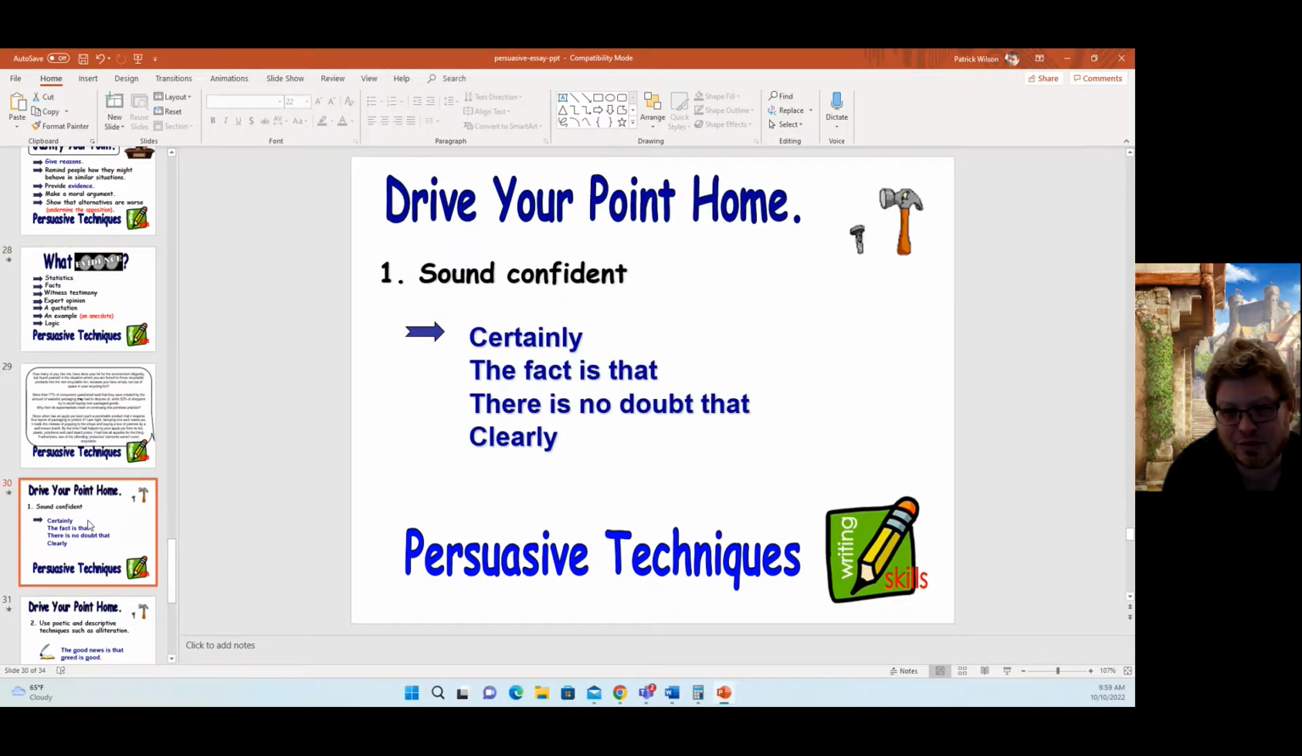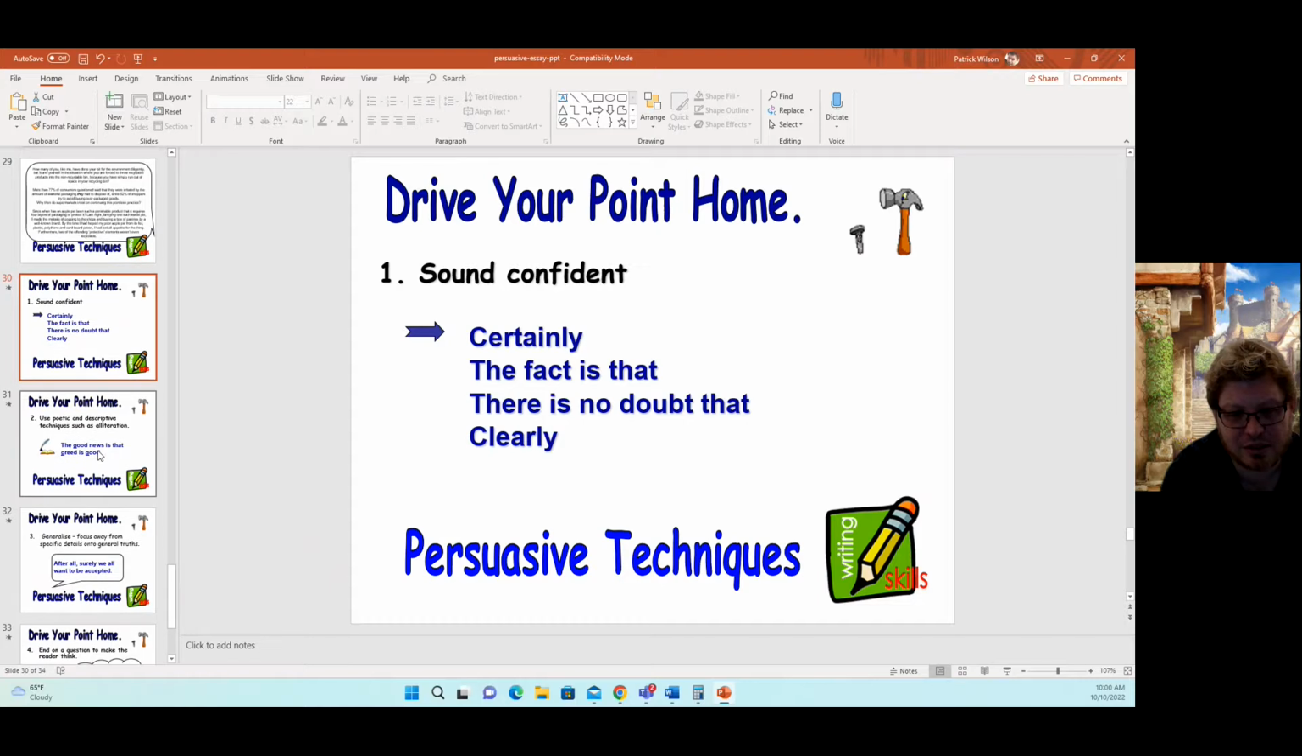Drive your point home. Sound confident. Certainly, the fact is that there is no doubt that clearly, these are some transitional words that you could possibly use throughout your paragraphs.